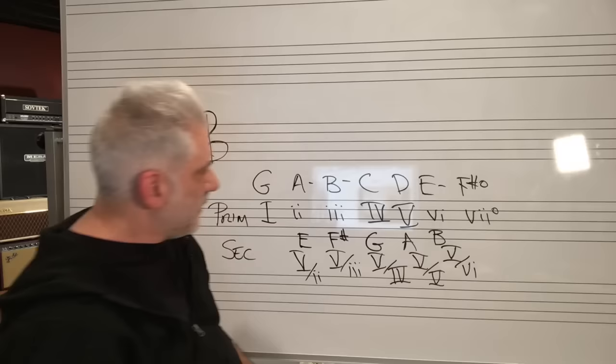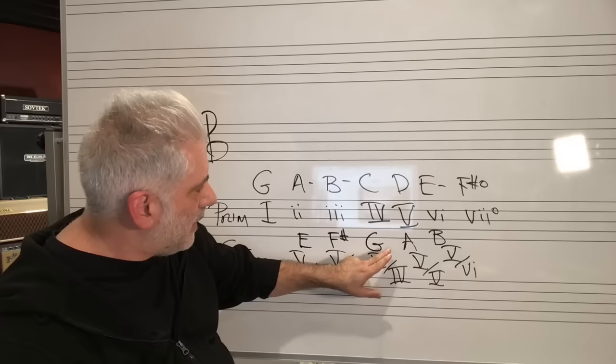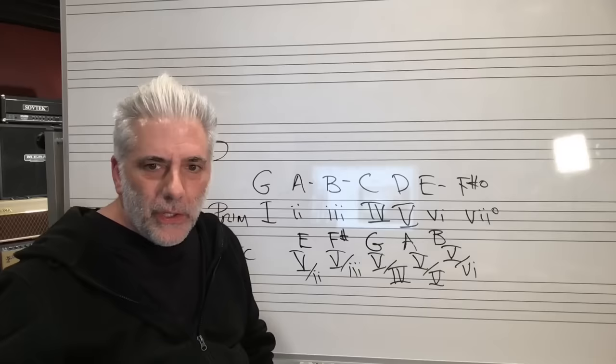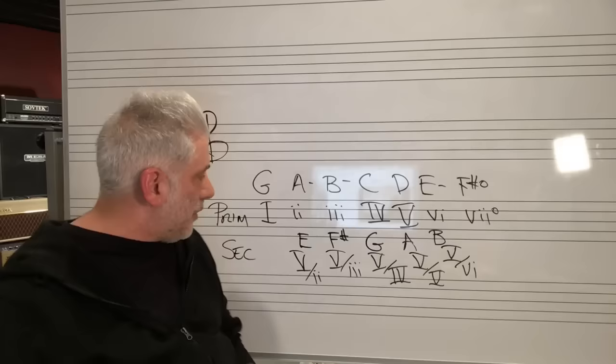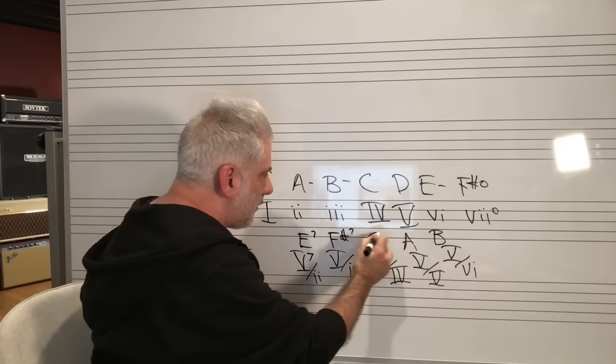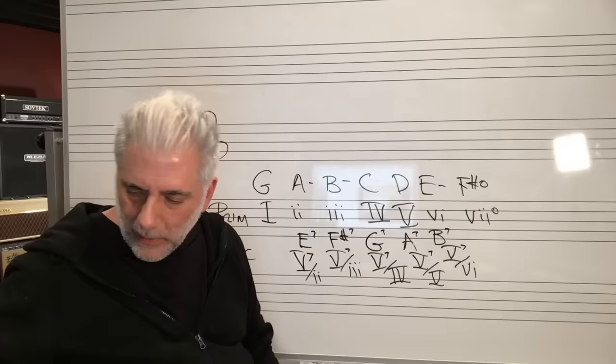A is a fifth away from D. G is a fifth away from C. F sharp is a fifth away from B. E is a fifth away from A minor, okay? So these are your secondary dominants. Now you can also have secondary dominant seventh chords, okay? In order to have that, you just put a seven here and you make these all seventh chords. And these are called secondary dominant sevenths, okay? All I've done is I've added a third on the top of all these chords, okay?